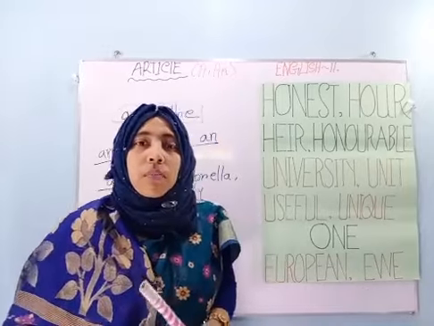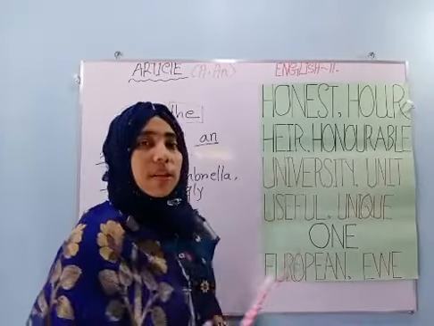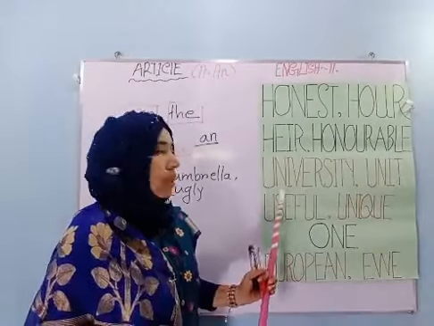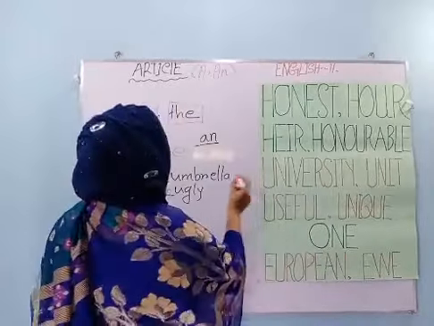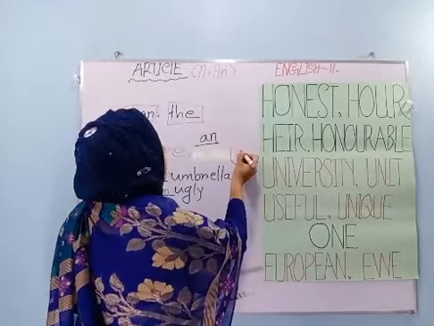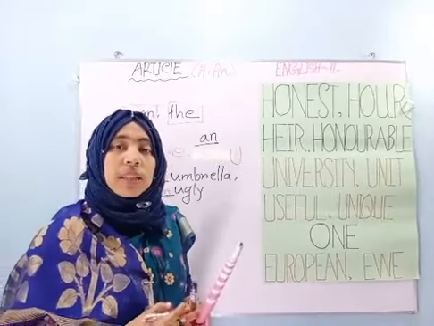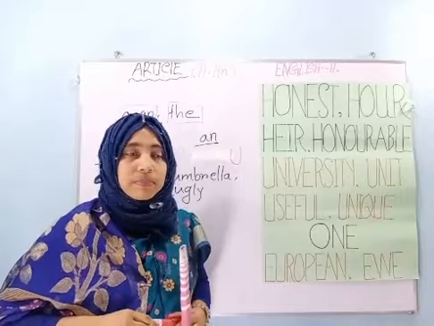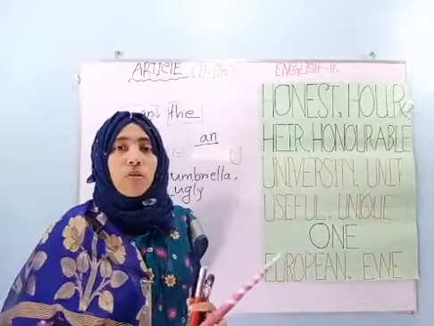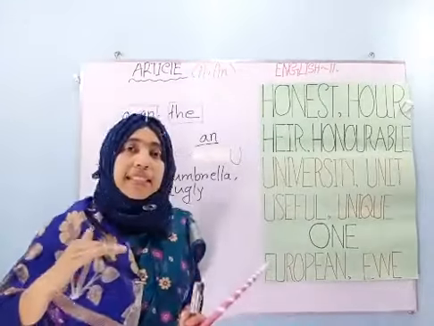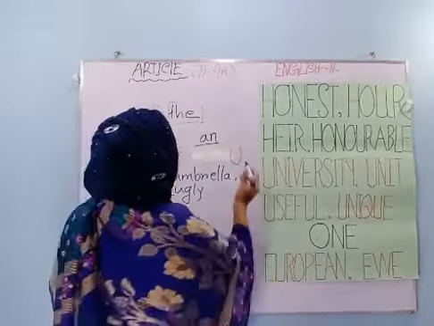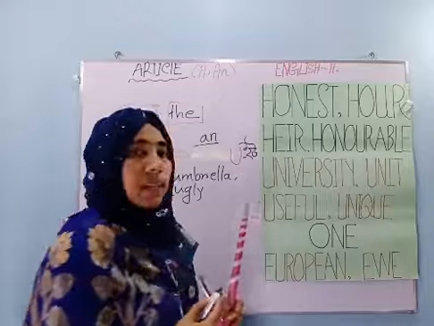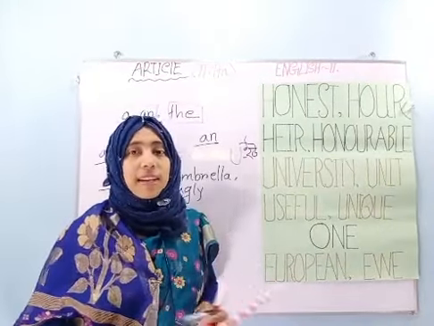Okay. But here you see university. Okay. My dear learners, you will remember that when the pronunciation of this U is like "yoo", then you have to use the article a instead of an. Again, I am telling you, when the pronunciation of U is like "yoo", then you have to use here the article a.